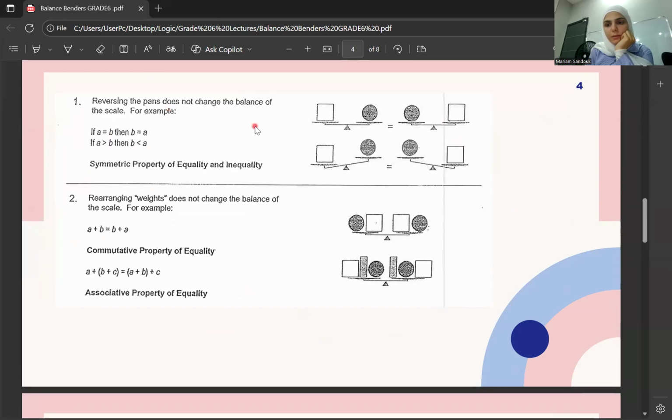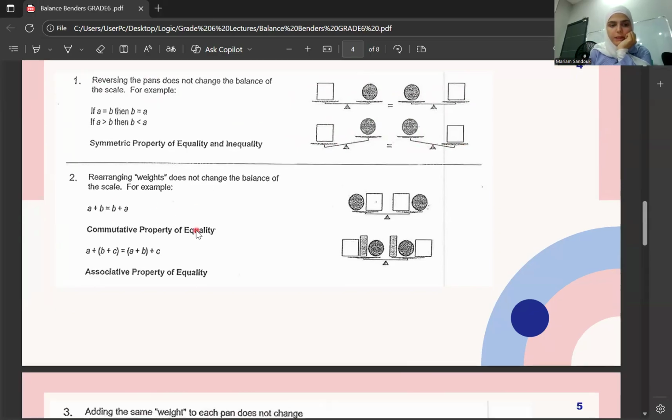We will use some algebra here. Reversing the balance does not change the balance of the scale. For example, if you have a square and a circle equals a circle and a square, reversing the square and circle does not change the balance. So the balance is the same. If A is greater than B, so if the square is heavier than the circle, then the circle is lighter than the square.